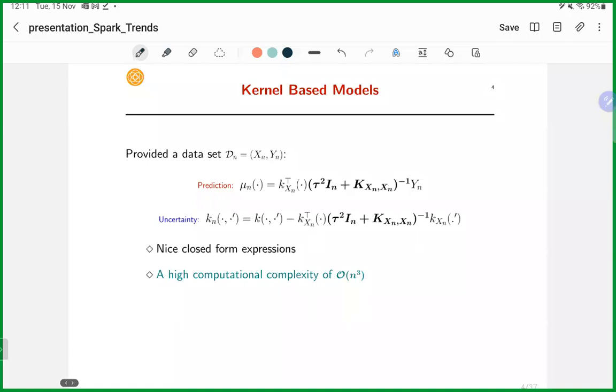One drawback of this very nice and powerful modeling tool is the high computational complexity, which is of order n cubed due to the matrix inversion step that is involved here.